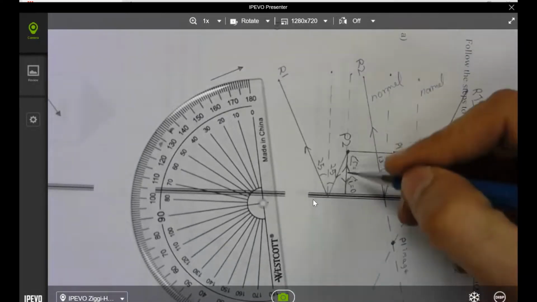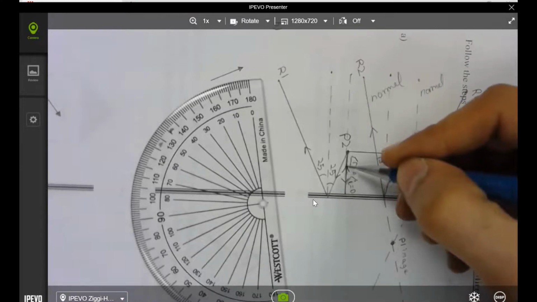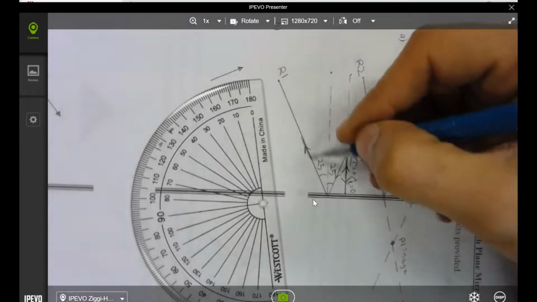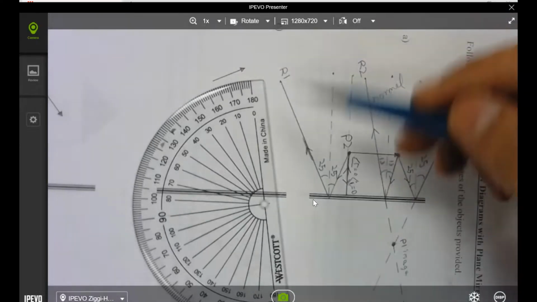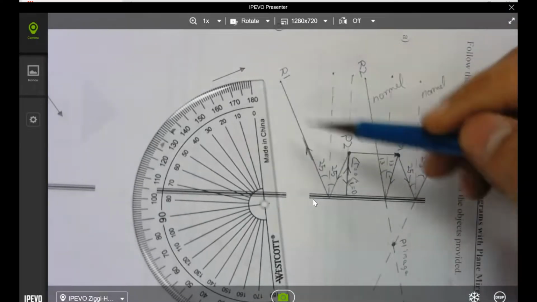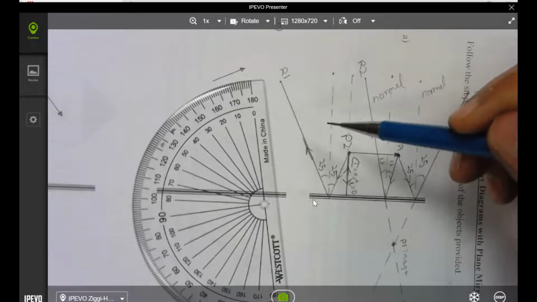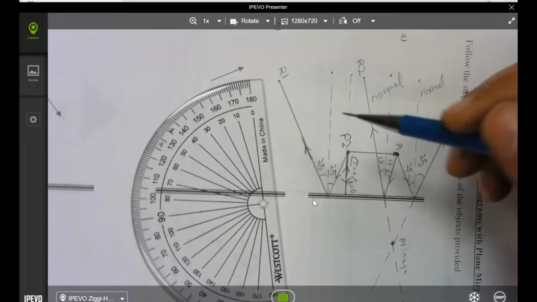Okay, so now I have reflected ray number 1 that's over here. Reflected ray number 2 that's over here. Where are they going to meet? Are they going to meet in front of the mirror? No, they're going to meet where? Yeah? Behind the mirror.